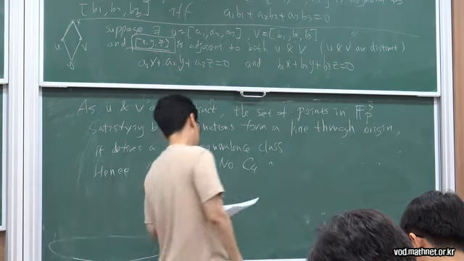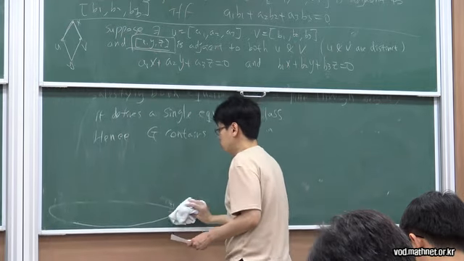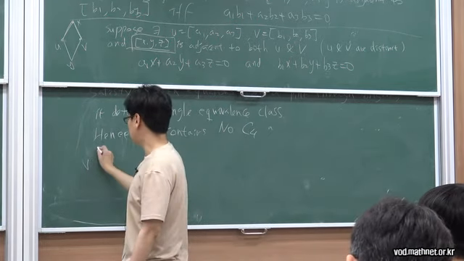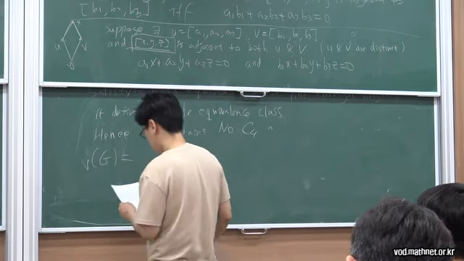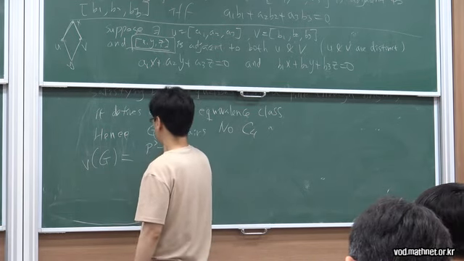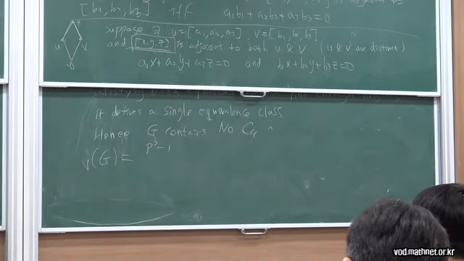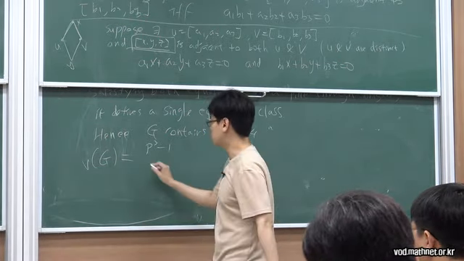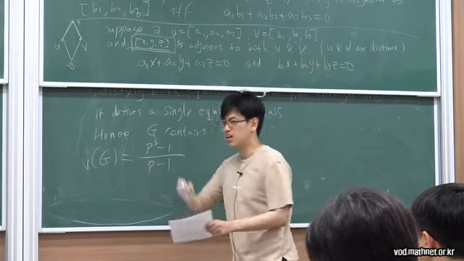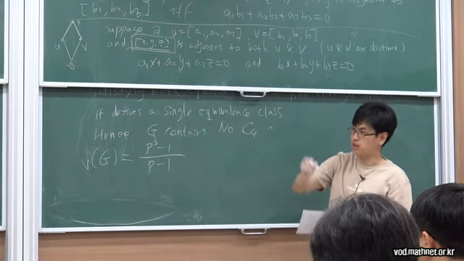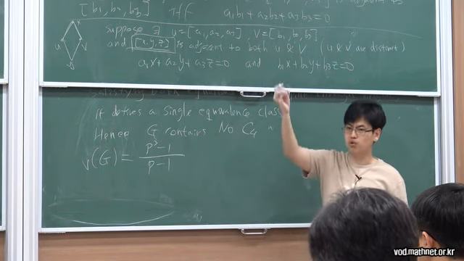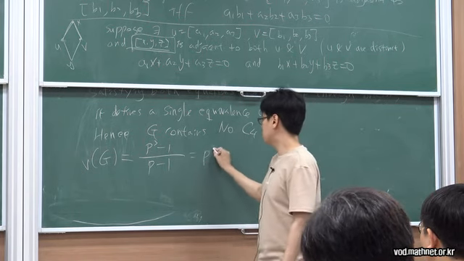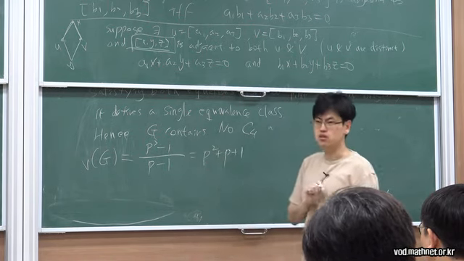Then the only thing left to show is that it has enough edges. So the number of vertices in G: in this vector space we have p cubed points, and we subtract one for the missing origin, and every line contains p minus 1 non-zero points, which are collapsed into one equivalence class. So we have this many vertices in G.